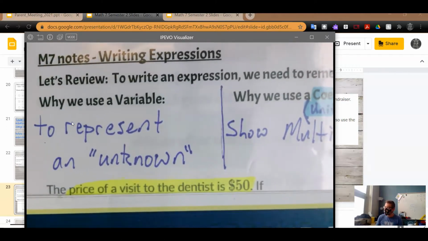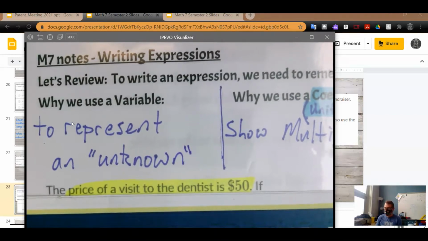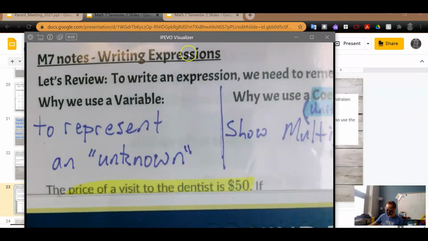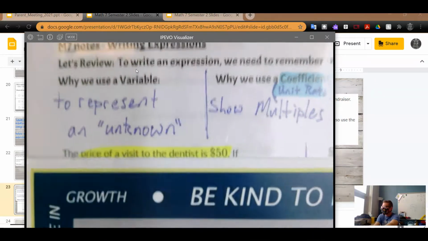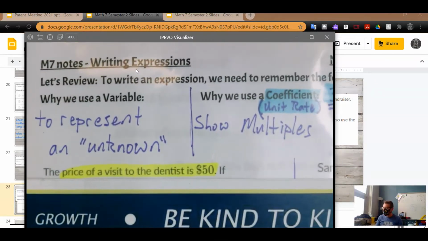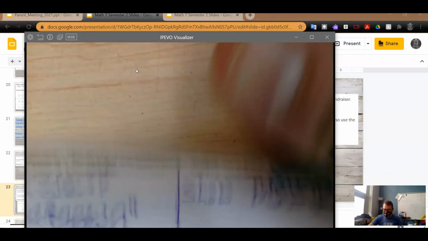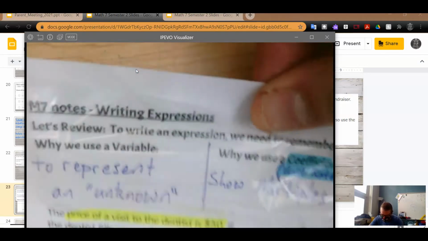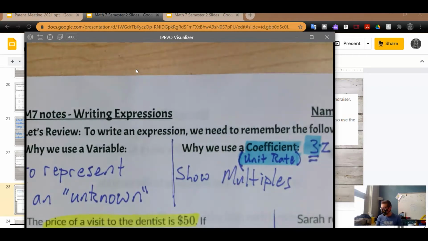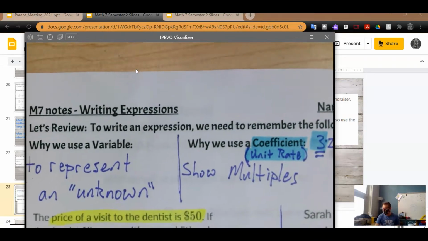A coefficient is like that number in front of the variable, right? Like 3 times z. We use it to show multiples.